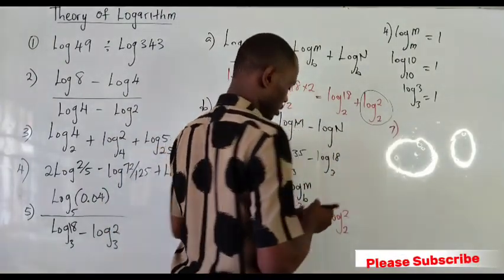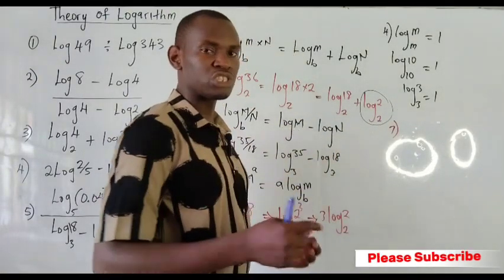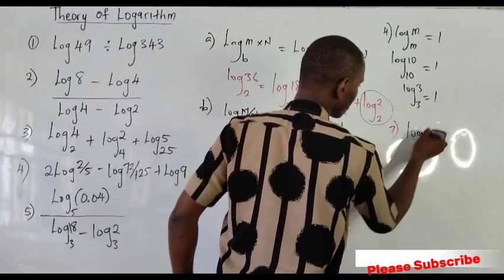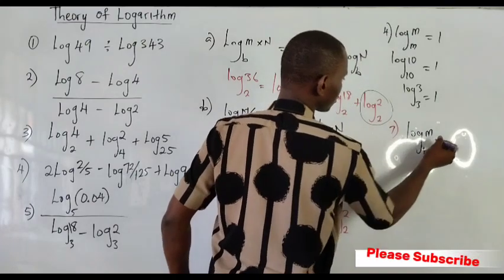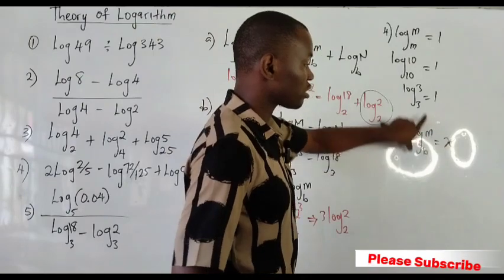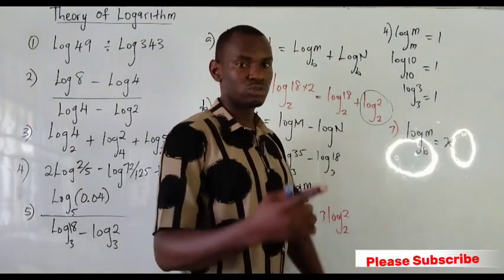That is the seventh one. That is what we call the relationship between indices and logarithms. Sometimes you have a logarithmic equation, log m base b equal to x, and you cannot simplify this using logarithms except you change it into indices.